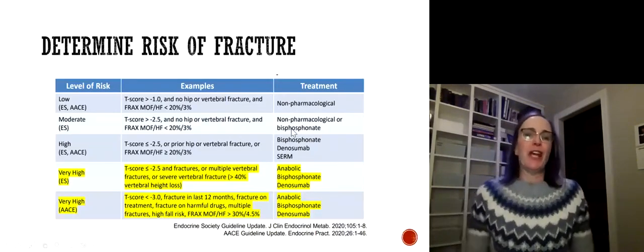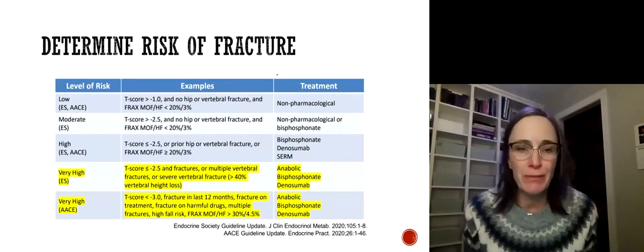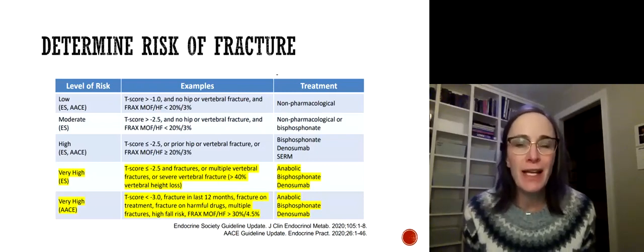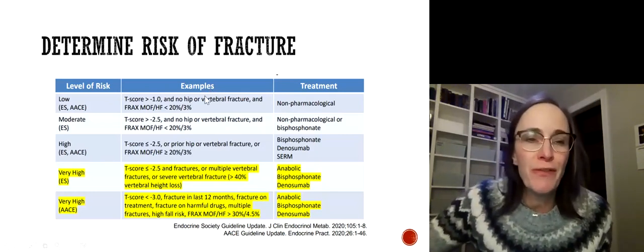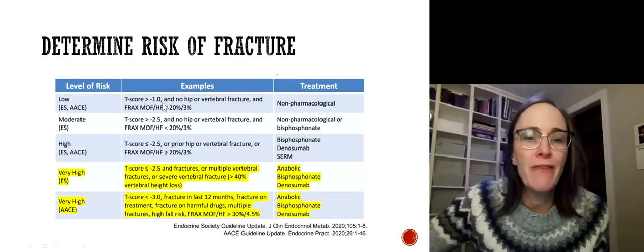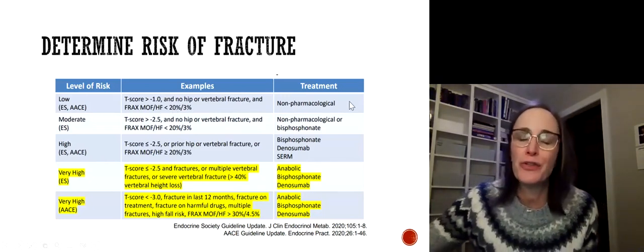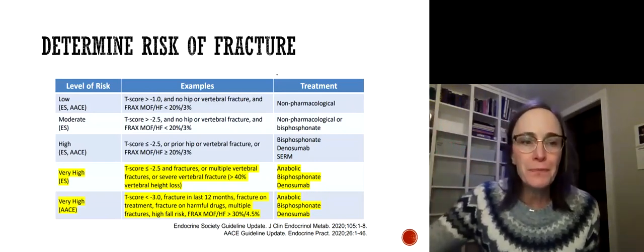So this is the part that gets a little challenging. Now you're thinking, okay, I've got my patient and I need to determine, am I going to treat him? With osteoporosis, you are going to automatically skip the low and the moderate on this list. But if your patient is low risk for fracture, their T-score is greater than a -1, they have no hip or vertebral fracture, and their FRAX is less than 20 and 3%, like we talked about, then non-pharmacological treatment with just calcium and vitamin D, and then trying to eliminate what could be causing the bone loss. Are they a smoker? Can you get rid of steroids, etc.?